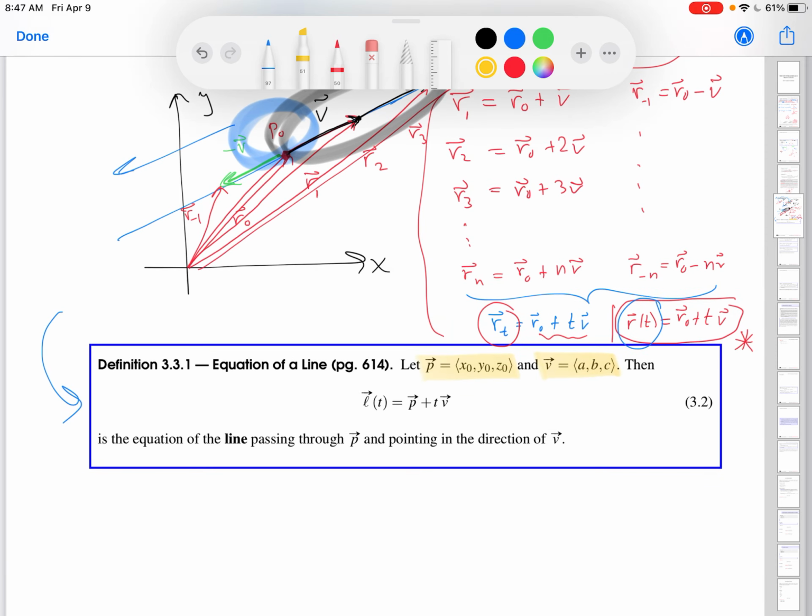Then the equation that we derived over here is the equation of the line. So that's the initial point plus a multiple of v, where v is the direction of the line. So that's the equation of the line passing through P and in the direction of V. So this should make sense in this pictorial way, and I'm going to show you animations in a minute that will, hopefully, make even more sense when you see this.